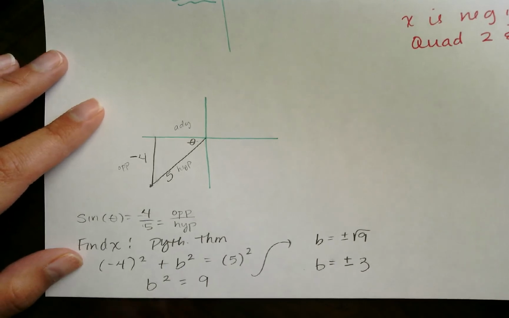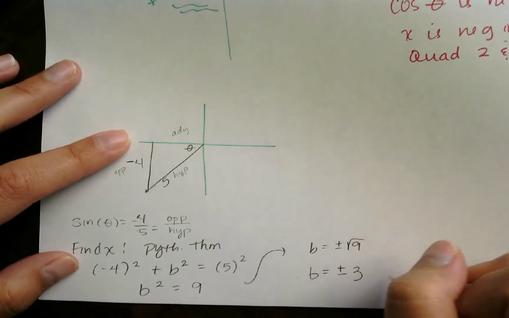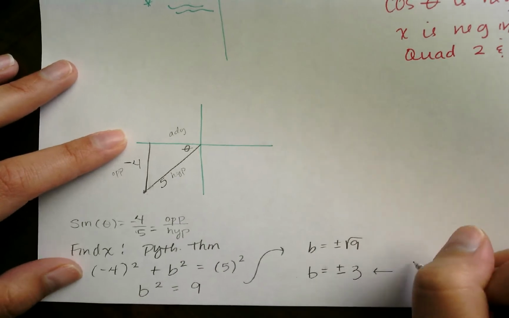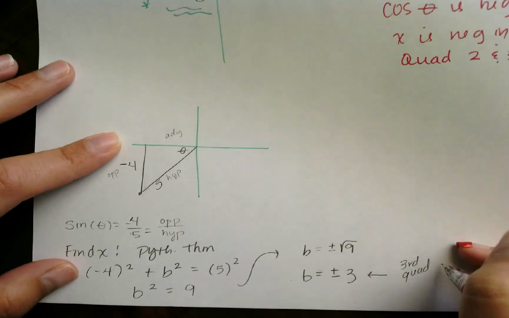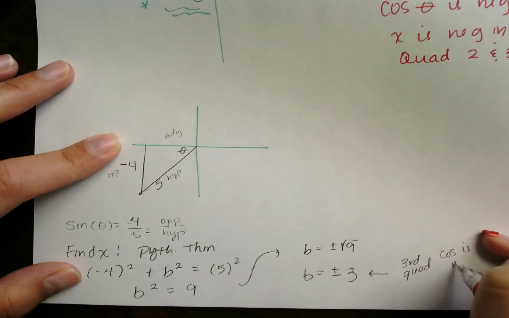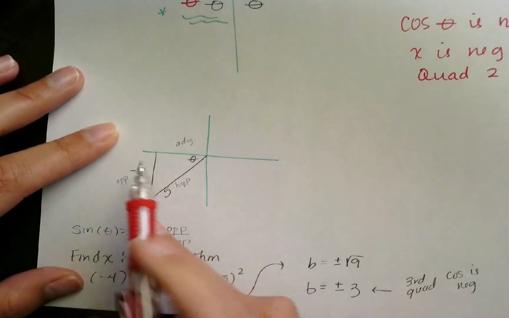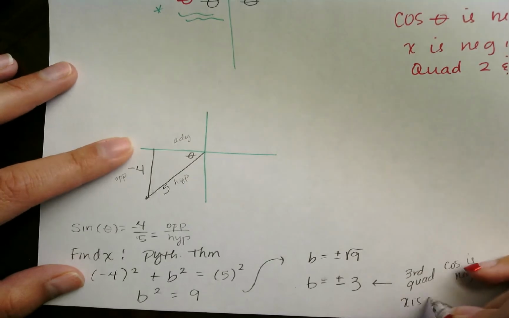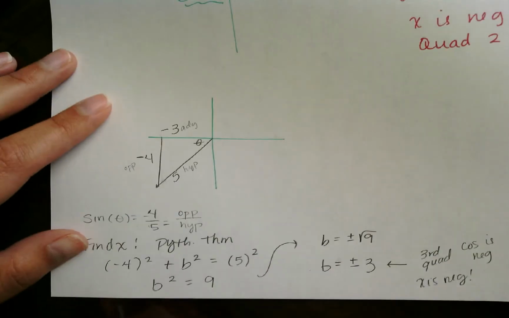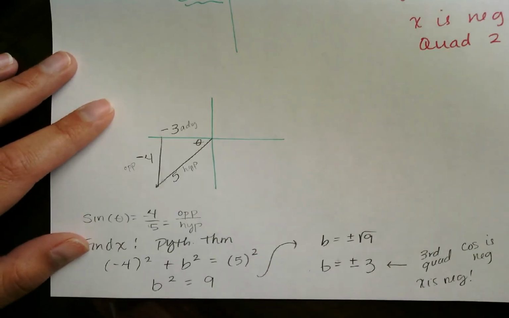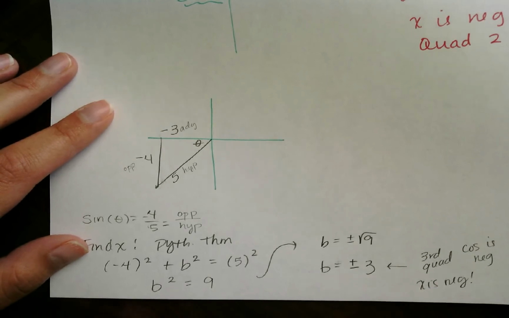And what is it? Is it plus? Is it minus? Is it both? Well, it's 3. Let's see. Okay. You're in the third quadrant, and they already said cosine is negative. And if you look, you're going to the left. X is negative. So it's got to be negative 3. That's how you label it. Negative 3. Okay. Alright, so be careful, watch your signs.